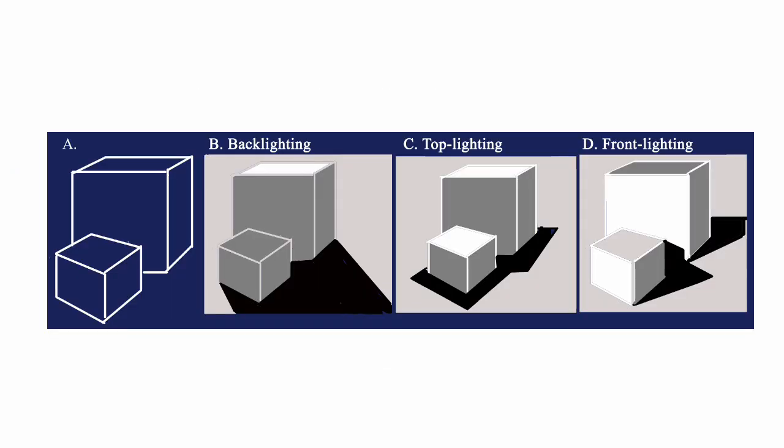This shows how the lighting affects these two boxes. So with backlighting, the sun is coming in this direction in front of us so that we see mainly the shaded sides of the boxes. With top lighting, the sun is coming down like this, so we see both light and shade. And then with front lighting, the light is coming in this direction.